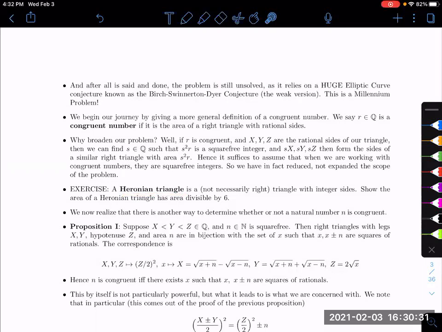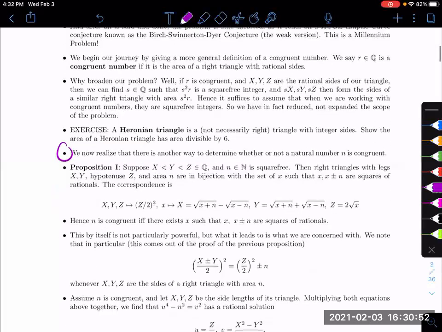Okay, so now we've seen that when we're talking about congruent numbers, it suffices to work with square-free integers. So our next goal is: when is a square-free integer congruent? And that leads me to right here. So here's the first proposition. The first proposition is the following. Suppose I have three rational numbers, x, y, and z, with x less than y less than z, and then I have a square-free natural number n.